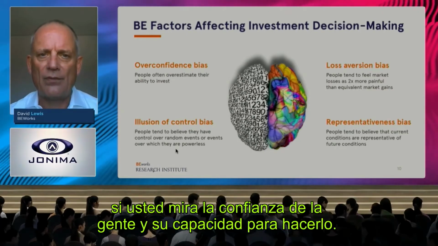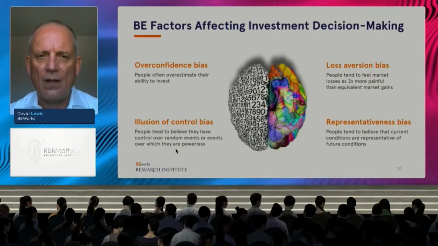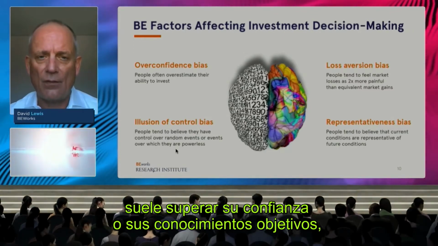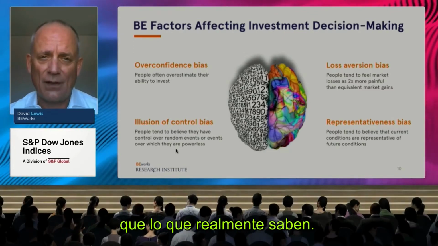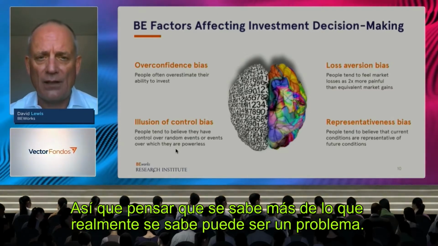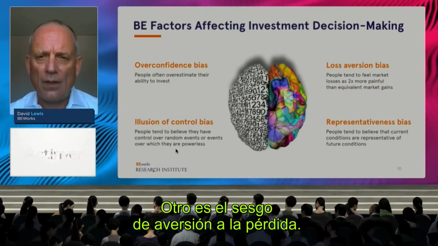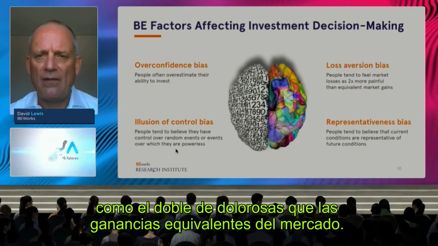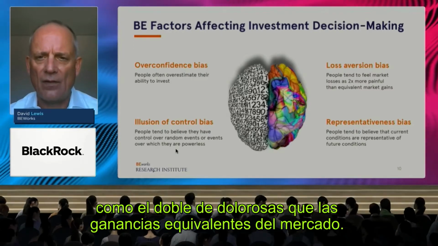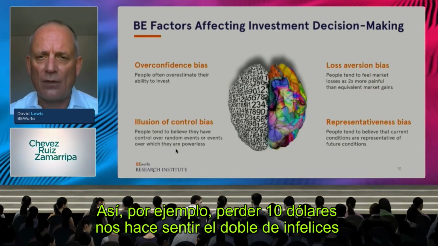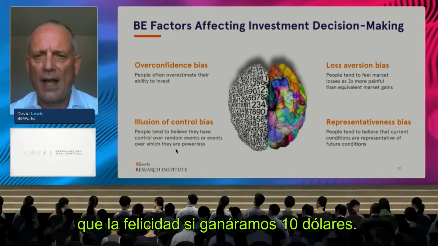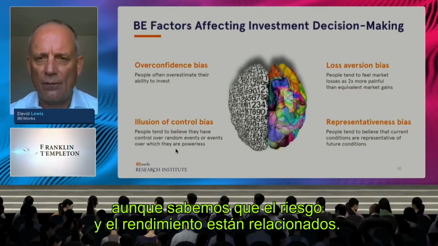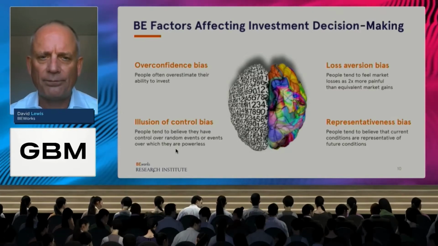And yet, if you look at people's confidence in their ability to invest, their subjective confidence, what they think they know, typically exceeds their objective confidence or their objective knowledge, what they actually know. So thinking you know more than you actually do can be a problem. Another one is loss aversion bias. It's been shown that we tend to feel losses as twice as painful as the equivalent market gains. So for example, losing $10, we're twice as unhappy as we would be happy by gaining $10. And that causes us to tend to avoid risks, even though we know that risk and return are related.